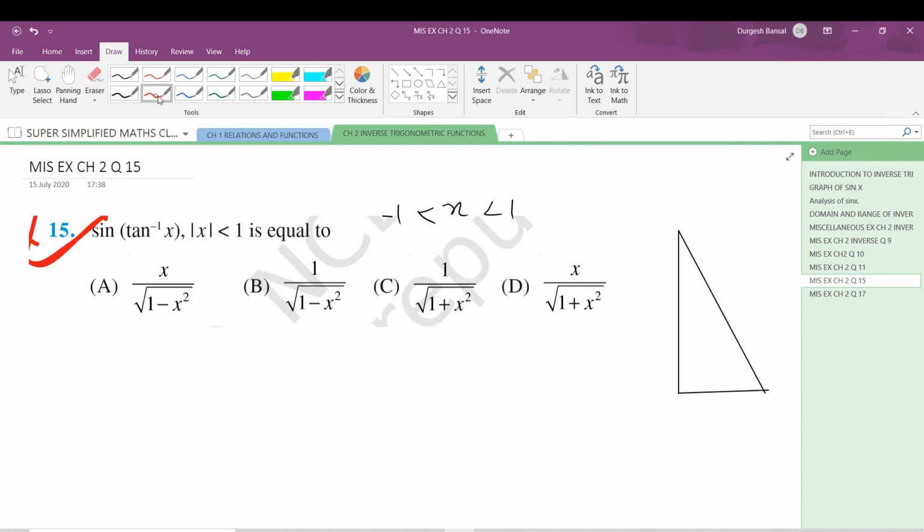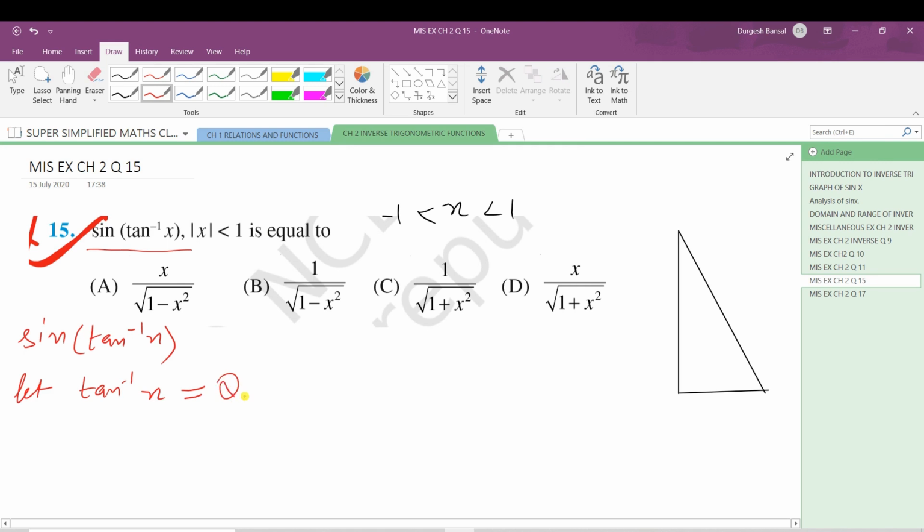Now students, let us move to question number 15. It is an MCQ and you have to find the value of the expression sine of tan inverse x. So let us assume that tan inverse of x is equal to theta. So that means this expression whose value you have to find becomes sine theta. What you have done, in place of tan inverse x, you have written theta because you have substituted tan inverse x to be theta. So now your aim is to find the value of sine theta.